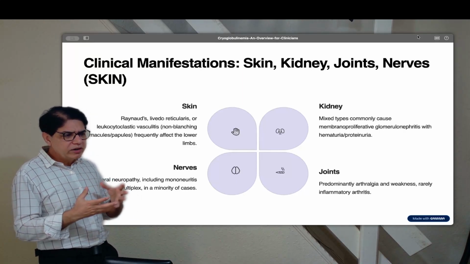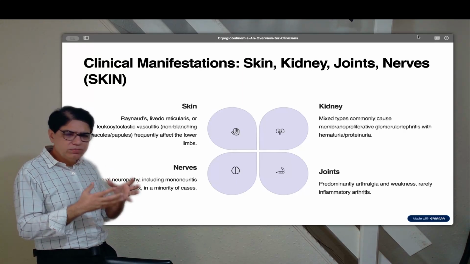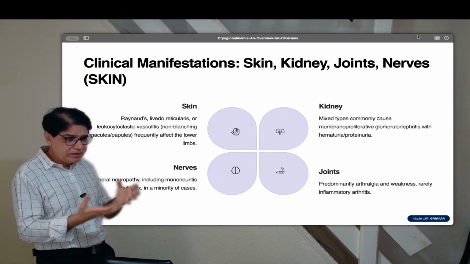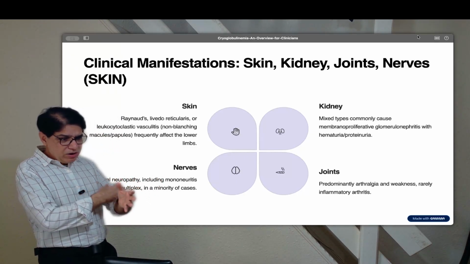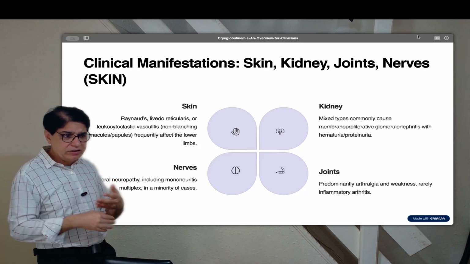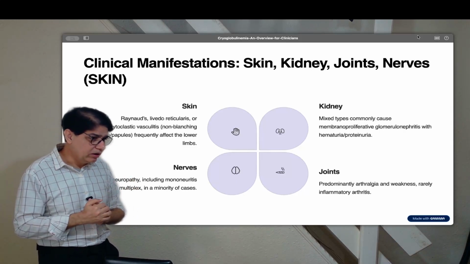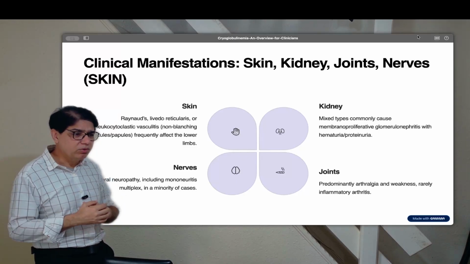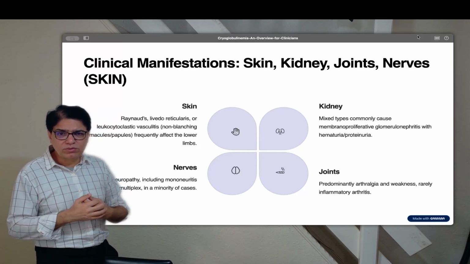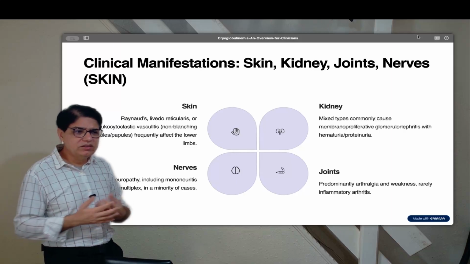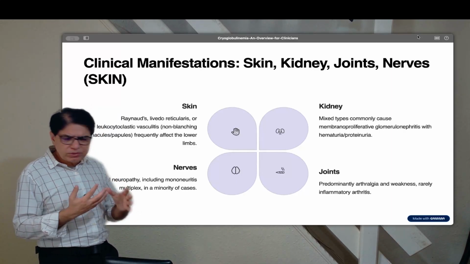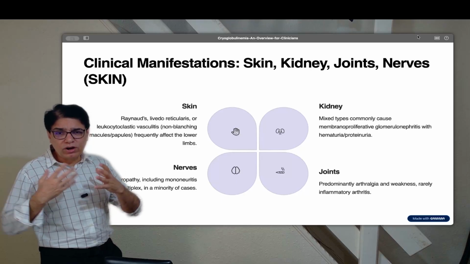It can also get deposited in the nerves, and if it gets deposited in the nerves, it's going to cause peripheral neuropathy, especially mononeuritis multiplex. So it can cause a nerve to be affected here and a nerve to be affected there, giving you a weird type of neurological symptomatology, like numbness in different parts of the body, weakness in different parts of the body, maybe hyperesthesia in certain conditions. So that weird type of symptomatology can happen because of cryoglobulinemia.